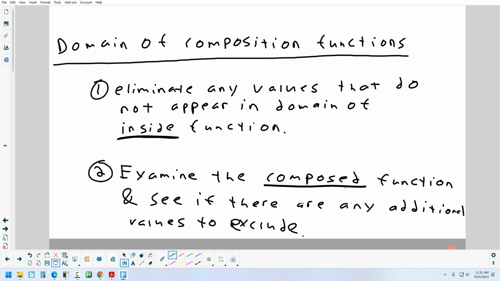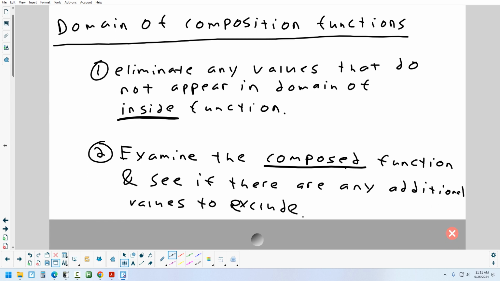Okay. So look at the inside function, eliminate dividing by 0 and square roots of negatives. Then look at the outside function, or look at the final answer, and then eliminate dividing by 0 and square roots of negatives. All right, that's pretty much it for finding the domain of a composed function. So we'll practice composing a couple more functions first, and then after we do a couple, we'll try finding domain.